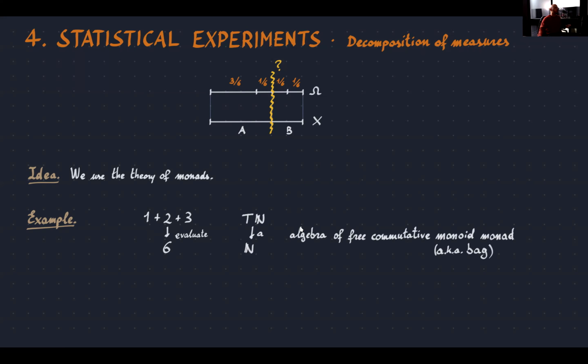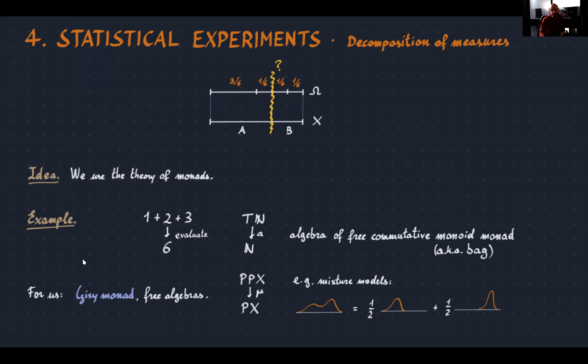So we have the Giry monad, and we want to decompose measures, so we take free algebras, and our structure map is just the multiplication mu. This is what you do all the time in statistics when you do mixture models. When something looks like a sum of two Gaussians, you're taking 1/2 of this Gaussian, 1/2 of this Gaussian, with probability 1/2 each, and average. So it's like an expected value. And we want to split this into these two Gaussians. That's exactly the operation we want.